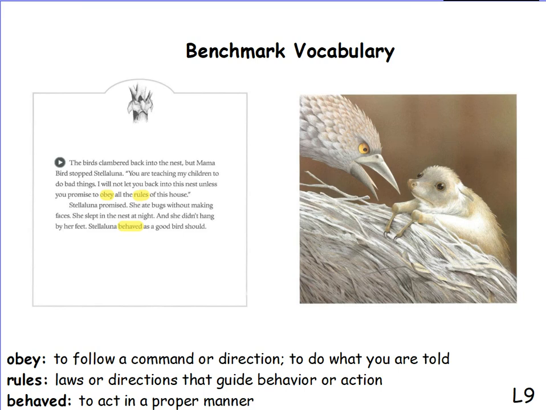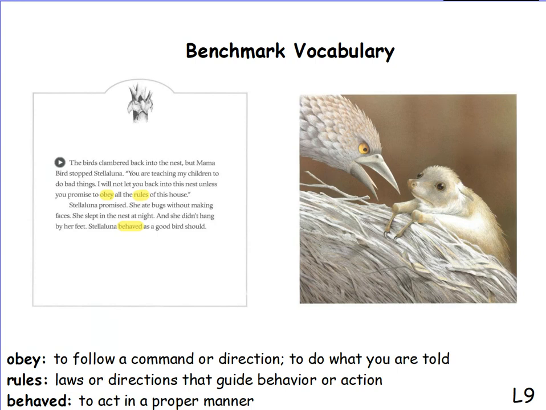Okay, my friends, let's think about the 3 words that are highlighted in the text. The first word we see is obey. Obey means to follow a command or direction, to do what you are told. Rules are directions that guide our behavior or action. Behaved is to act in a proper manner.